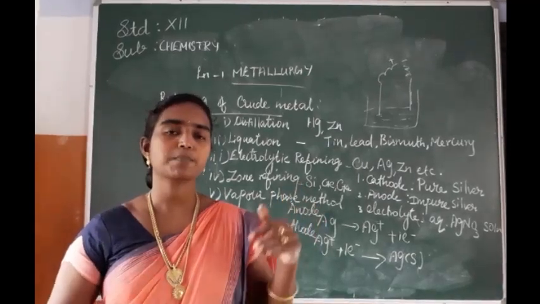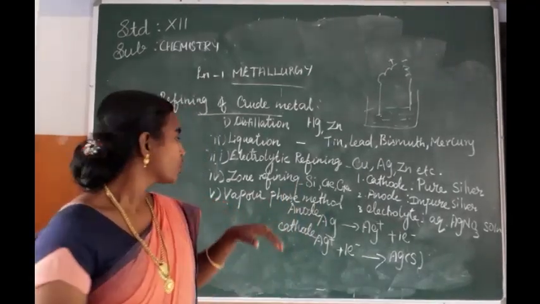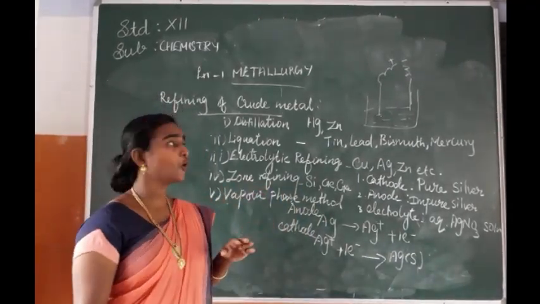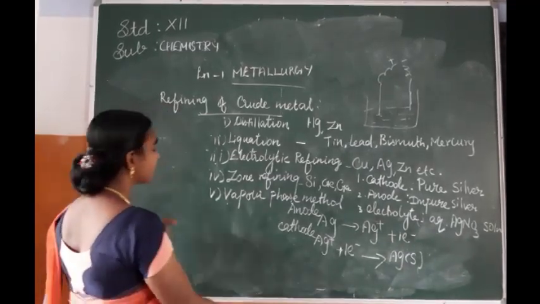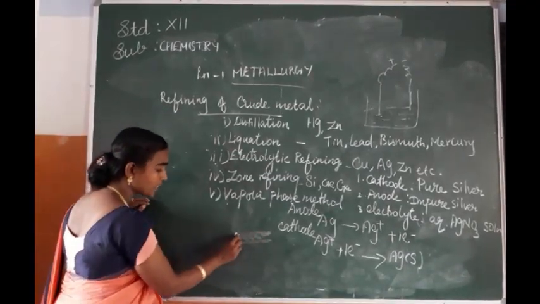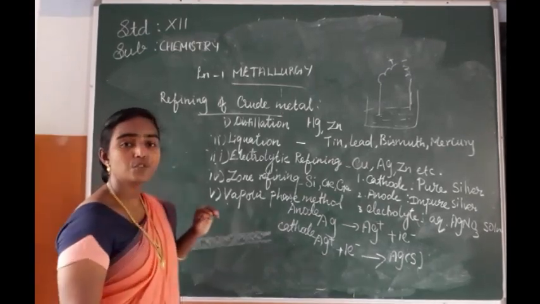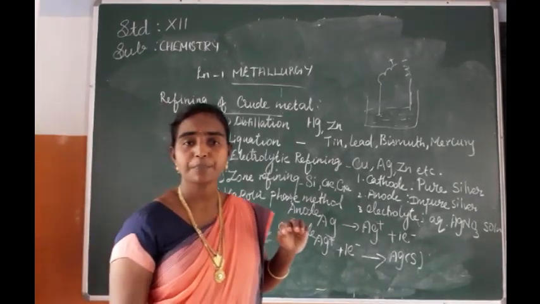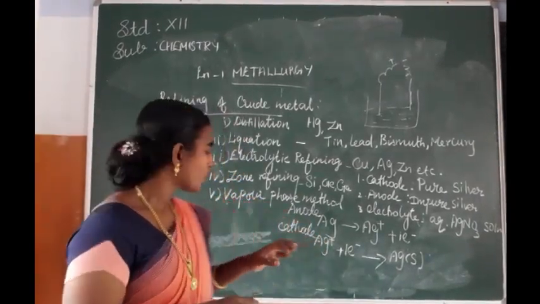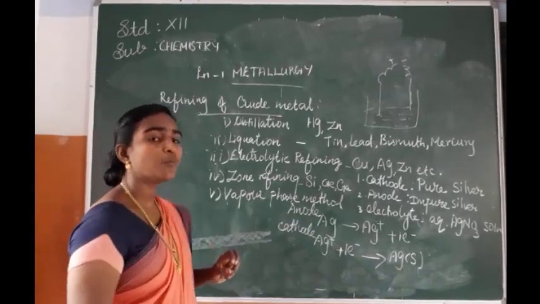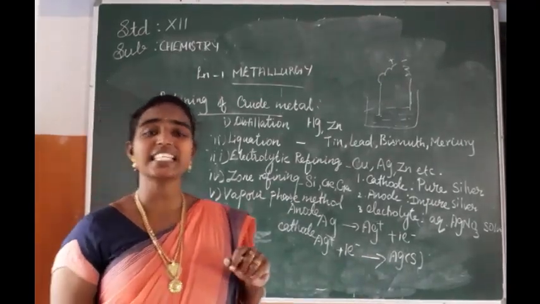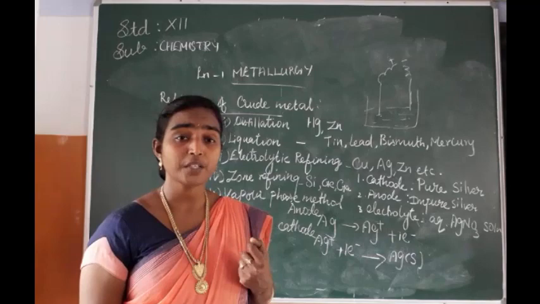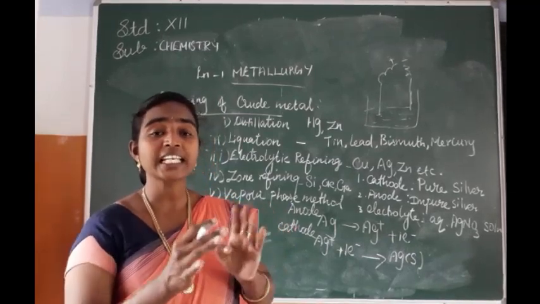So next I will explain the process. Okay. So in the zone refining method, the impure metal should be taken in the form of a rod. Over this rod, a mobile induction heater is attached. So, a movable induction heater.